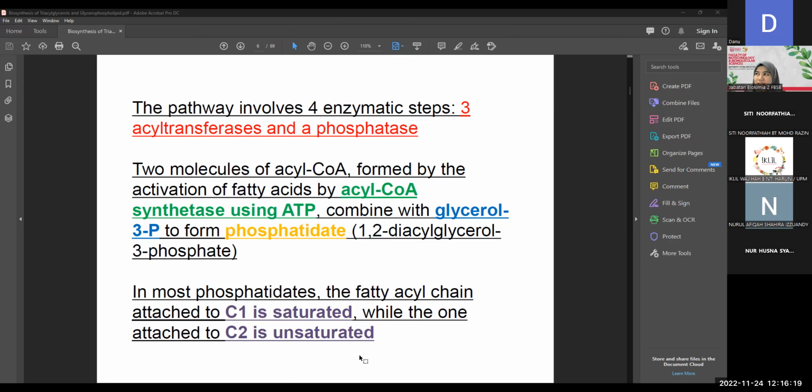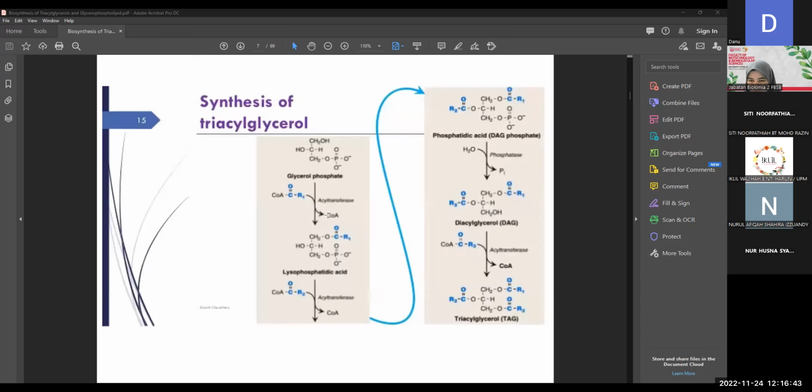So we can try to find examples: what are examples of phosphatidates that have a carbon 1 saturated fatty acid and a carbon 2 unsaturated fatty acid? But this is the theory behind it. In most phosphatidates, carbon 1 has a saturated fatty acid chain and carbon 2 has an unsaturated one.